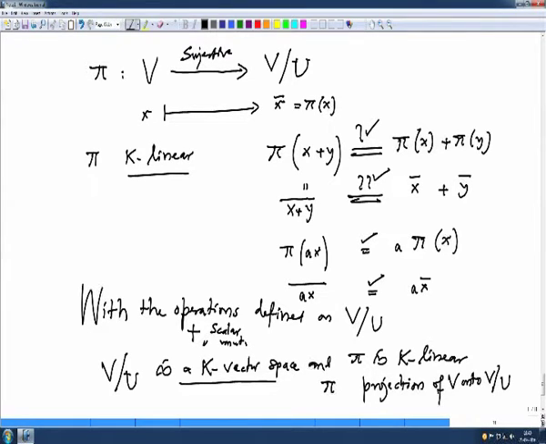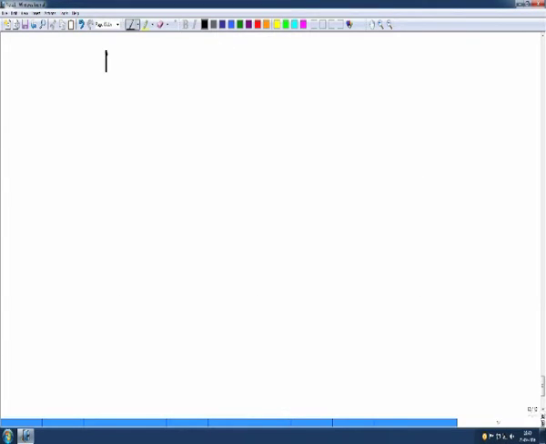Now, first of all we need to find the kernel of this map. It is surjective, we know, and we want to find the kernel. So, kernel of pi. What is 0 in V by U? The element 0 is precisely 0 bar. 0 bar by definition is U plus U, which is U. So, 0 bar is precisely U.